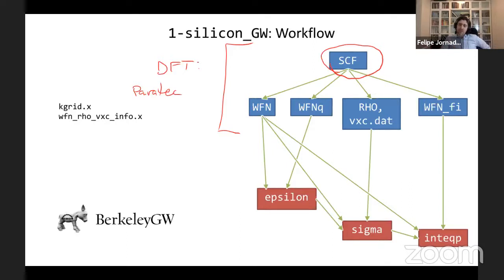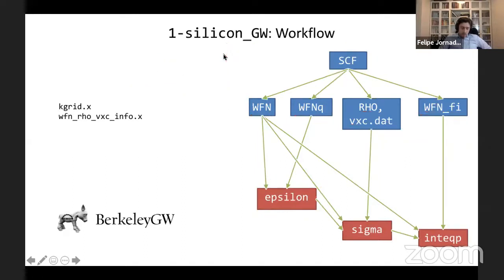You fix that for all your GW calculations, and you generate your files WFN and WFNQ, which include a number of different bands. You also compute the charge density and the exchange-correlation matrix elements, and at the end of the day, we're also going to generate a file called WFN5 for the band structure calculation. We're going to run the epsilon code, which requires those input files, then sigma, and ETQP at the end of the day to plot an interpolated quasi-particle band structure.